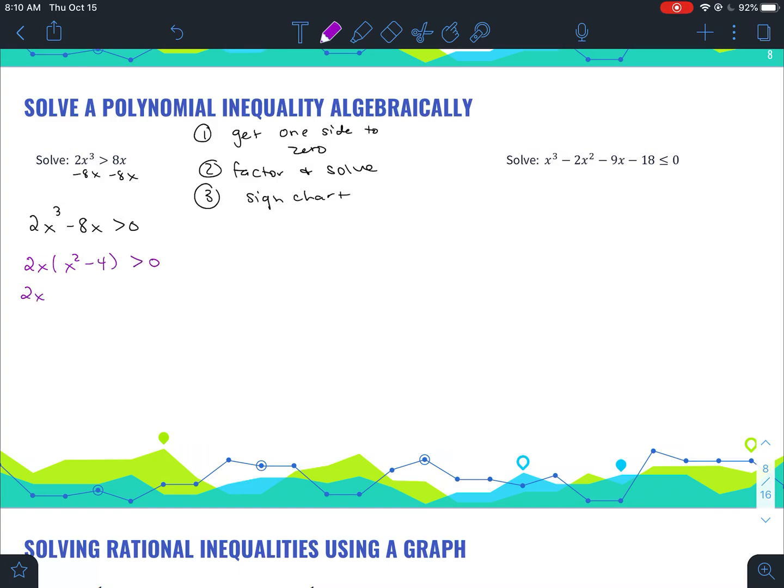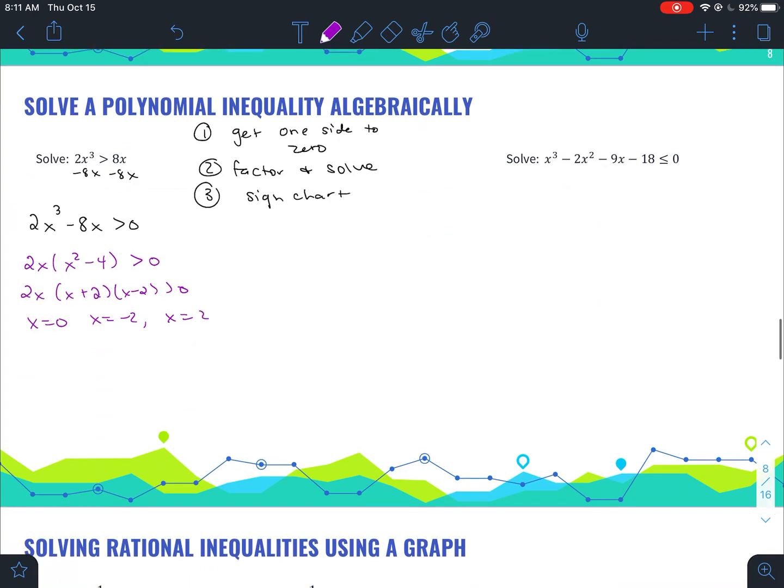And so then I have 2x times x plus 2 times x minus 2 is greater than 0. So either x is 0, x is negative 2, or x is positive 2. So those are going to be my zeros. So those are going to be put into what we would call a sign chart, or it's kind of like a number line. So if I put these on the number line, I have 0, I have negative 2, and I have positive 2.